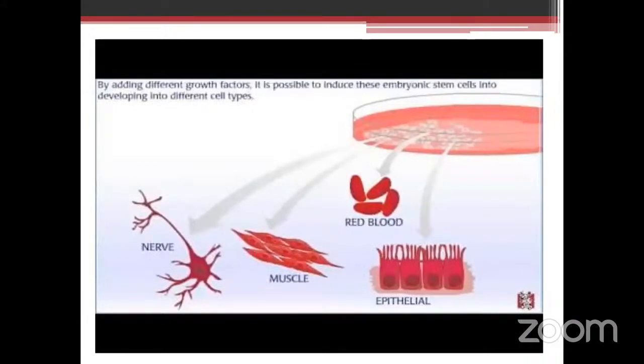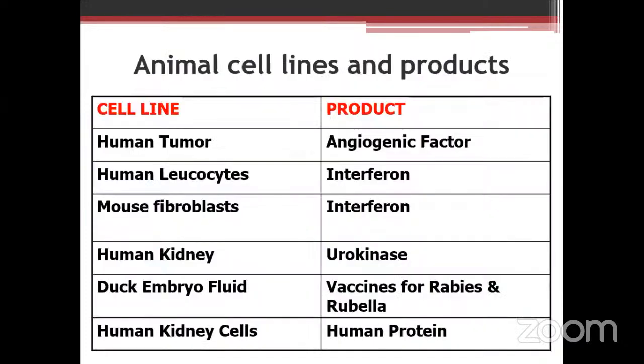Okay, by adding some growth factors, we can differentiate the embryonic stem cells into various differentiated cell types. So we have already discussed this yesterday. So animal cell lines and products. What are the products which are already developed by using animal cell lines?